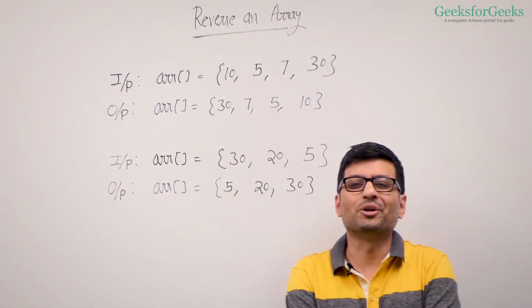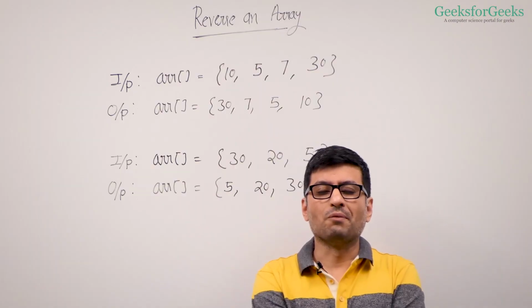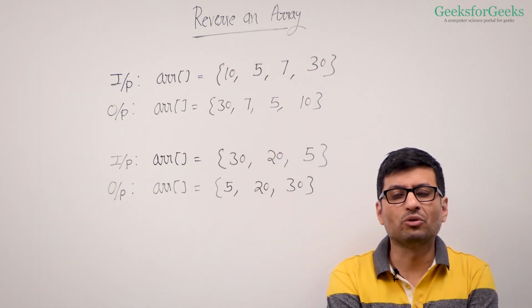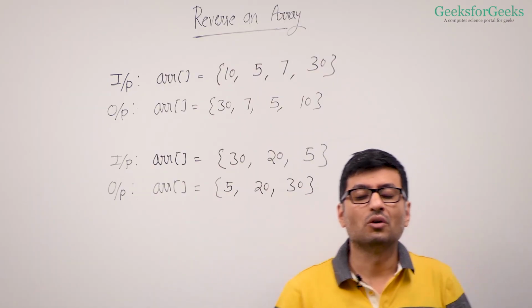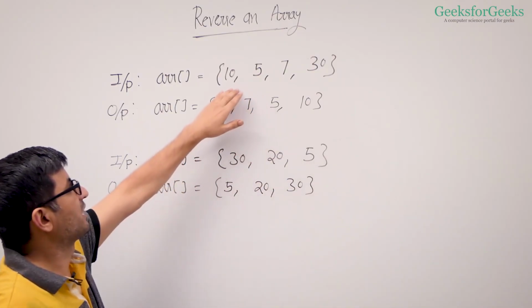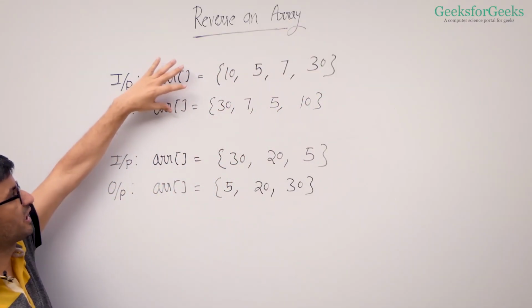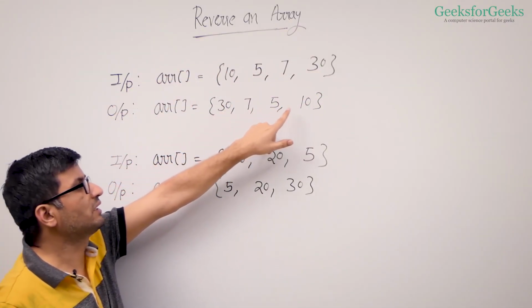Hi, in this video we are going to talk about reversing an array problem. We are given an array, we need to reverse elements of it. We need to modify the same array. Let's say our array is 10, 5, 7, 30. We need to change this array to 30, 7, 5, 10.